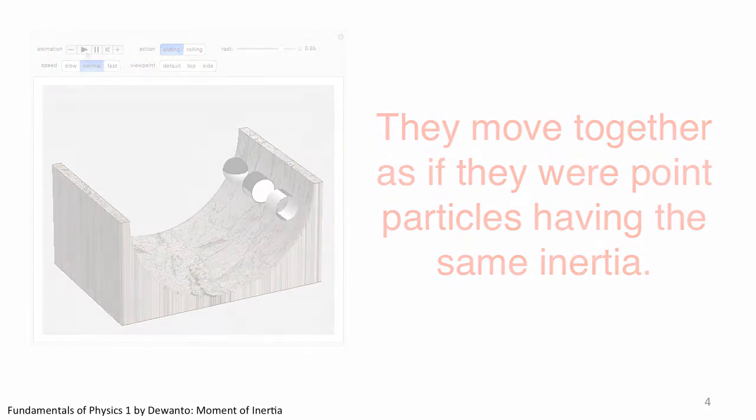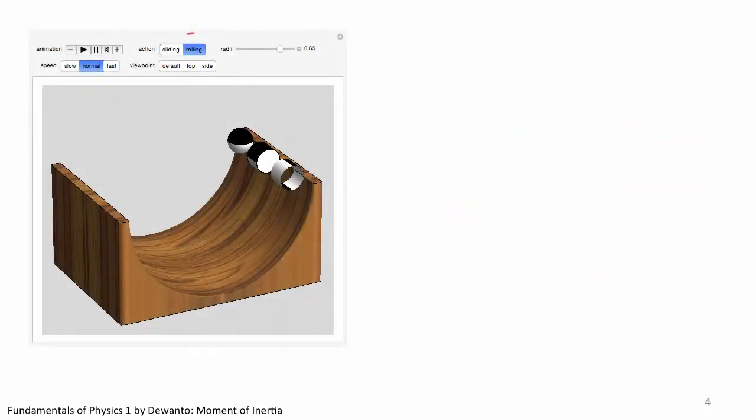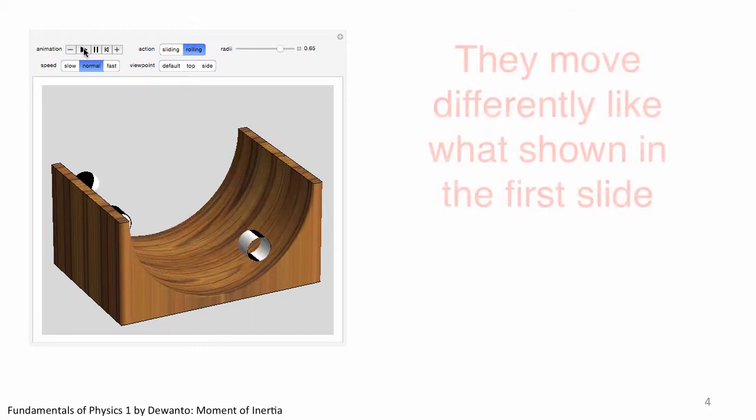In the second run, all three will roll without slipping down the ramp. Let's see how they go now. This time around, it repeated what we just observed in the beginning of this lecture. All three objects will still reach the same height on the other side of the ramp, and that is still because of conservation law of mechanical energy, but they move at different rate.